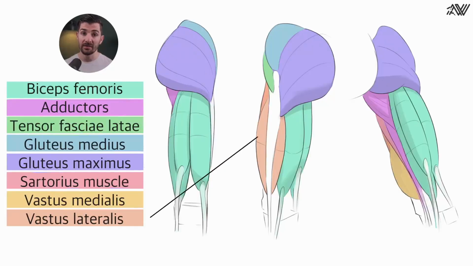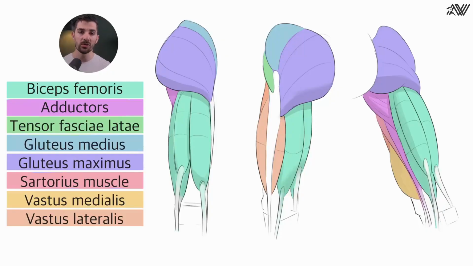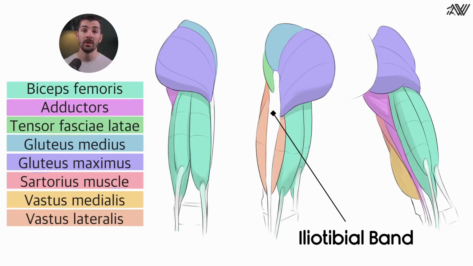And secondly, the vastus lateralis. This muscle is part of the quadriceps and sits on the lateral side of the leg, hence vastus lateralis. The vastus lateralis allows us to extend our knee and bring our legs forward, another extremely powerful muscle. This muscle is also covered by a large tendon called the iliotibial band, or IT band for short.